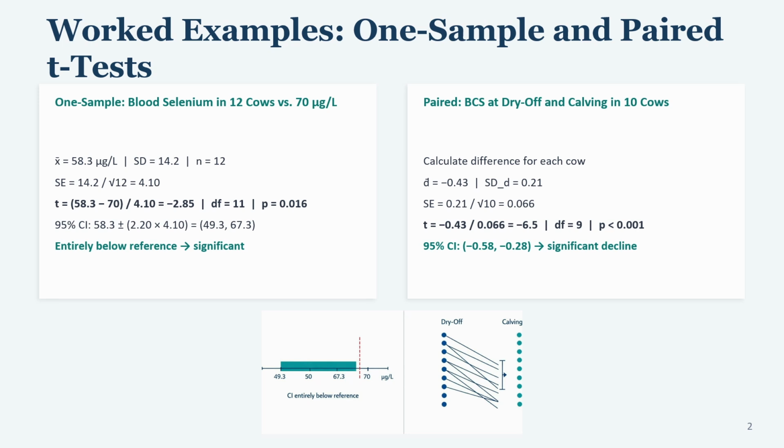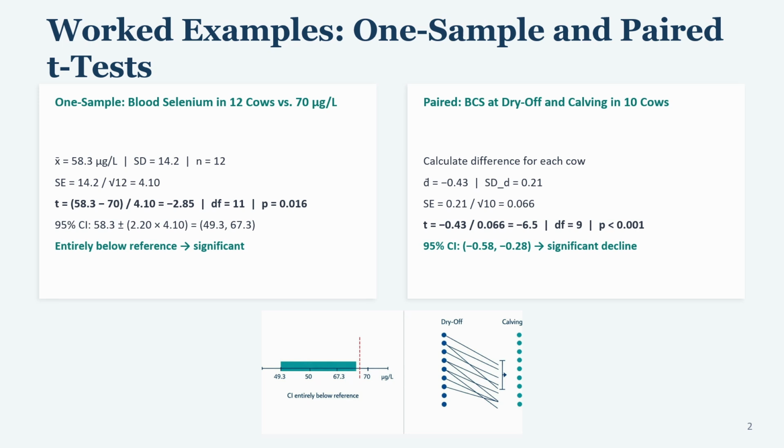2 worked examples. Let's walk through both calculations step by step. A 1-sample t-test. The standard error is SD divided by the square root of n. 14.2 divided by root 12 equals 4.1. The t-statistic is the observed mean minus a reference value divided by SE. 58.3 minus 70 divided by 4.1 equals negative 2.85. With 11 degrees of freedom, p equals 0.016.